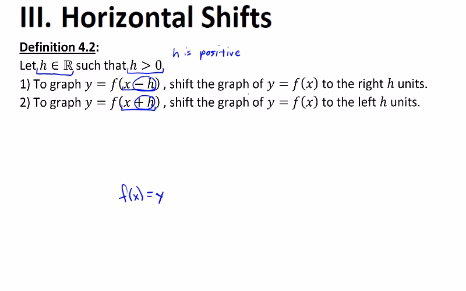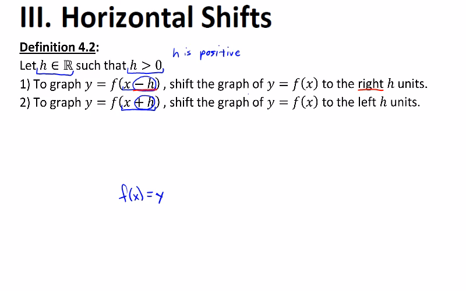Now this will be a little counterintuitive, and when I say counterintuitive, I mean the opposite of what you would probably expect. I would normally think that if I'm going to be subtracting something, that would make me go to the left. But in fact, subtracting is actually going to make me move to the right by h units.